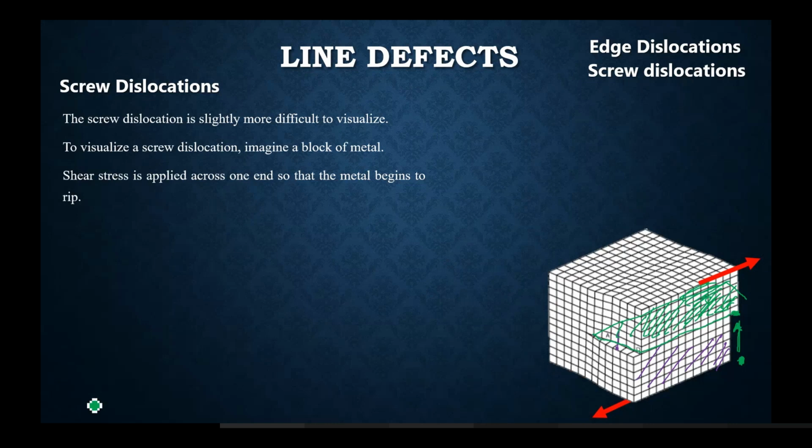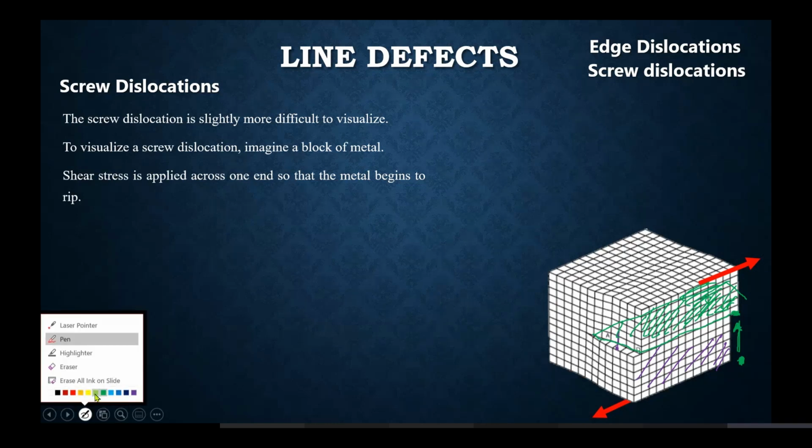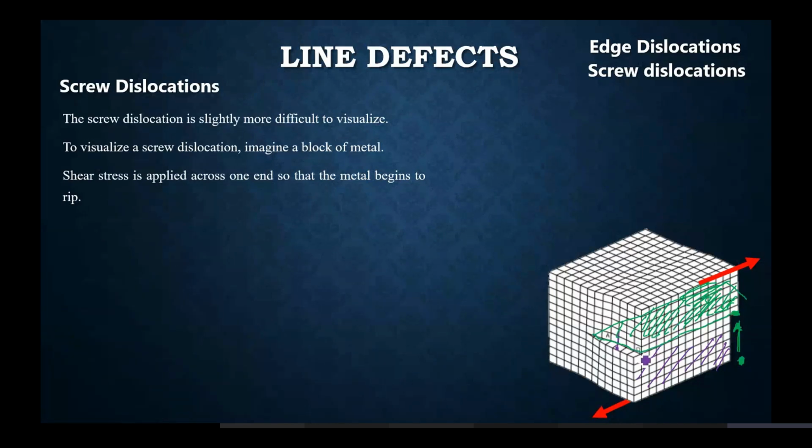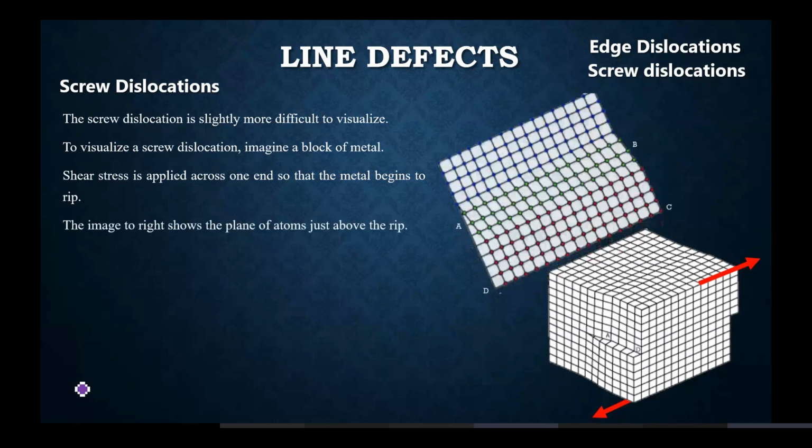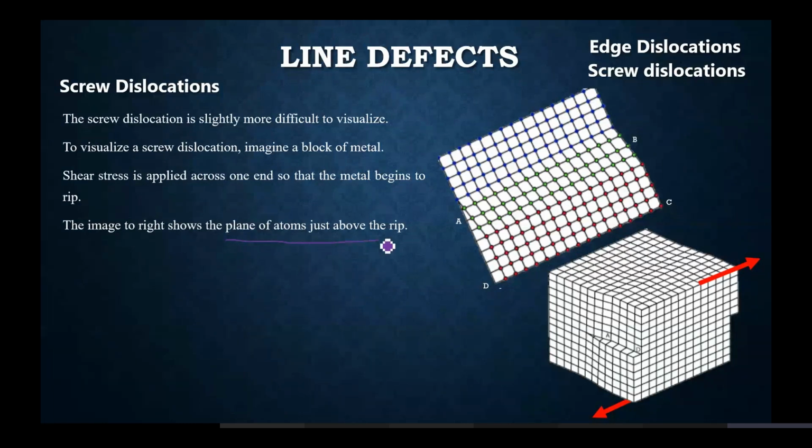Is that clear? Yes sir. And which is the other surface? The other surface is the one that is exactly touching it. It is the surface that is along with this block. Is this clear? Yes sir. All right. Is it clear to everybody? Yes, sir. All right. Now, the image to the right shows the plane of atoms just above the rip.